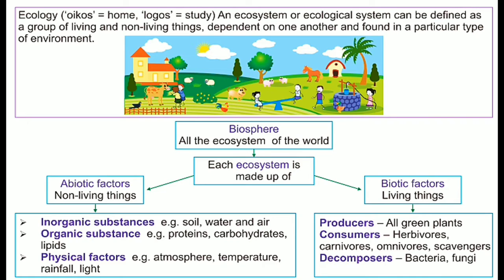Organic substances like protein, carbohydrates, lipids, etc. Then physical factors, that is the atmosphere, temperature, rainfall, light. These are all abiotic factors. Now I'll just explain you in a very simple example.